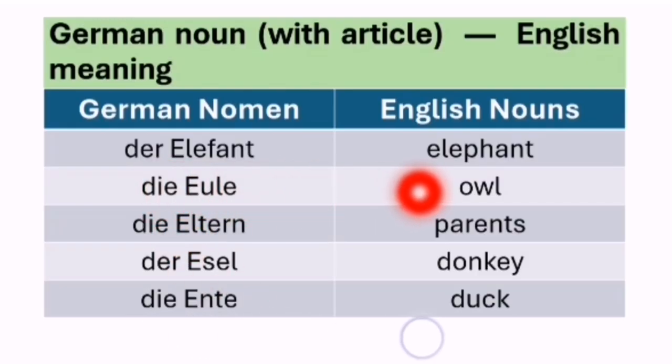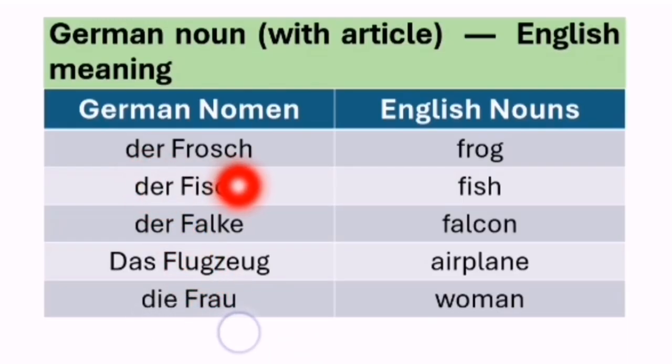Der Elefant, elephant. Die Eule, owl. Die Eltern, parents. Okay, this is a plural word, die. We have to use die with plural and die with feminine. Eule is a feminine noun in German, so we put die in front of Eule. And Eltern is a plural noun, so we put die in front of Eltern. Der Esel, donkey. Die Ente, duck. Der Frosch, frog. Der Fisch, fish. Der Falke, falcon. Das Flugzeug, airplane. Die Frau, woman.